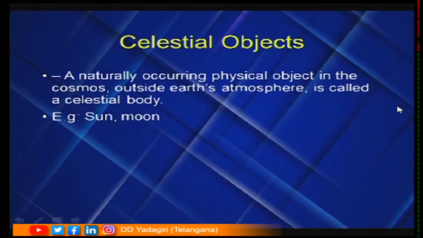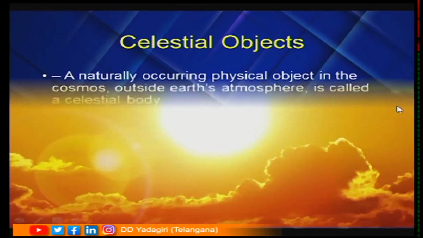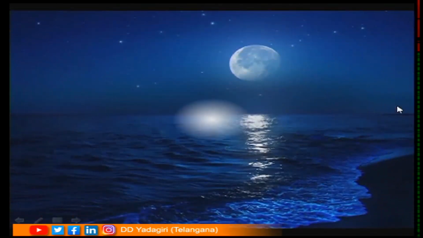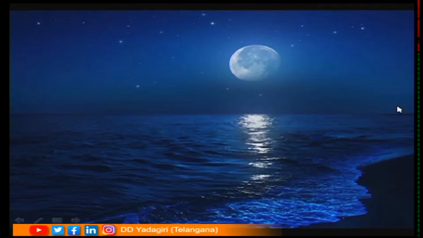So, celestial objects means what? They are naturally occurring physical objects in the universe, in the cosmos. They are present outside the atmosphere. Example, the sun, a bright star which is present very close to the Earth, and the moon. We can see these two celestial objects from the Earth.